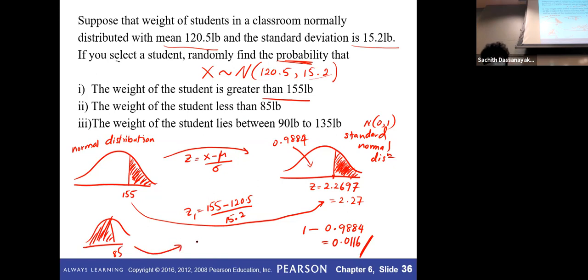Again, you have to map it into a standard normal distribution. Find this value right here, let's say C2. Go to the table and directly you can find the answer. Okay.